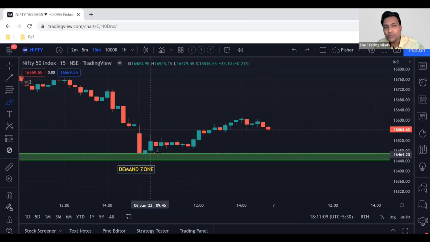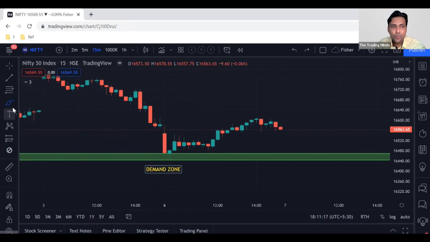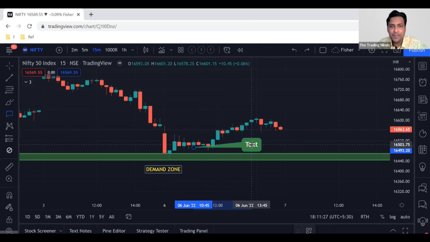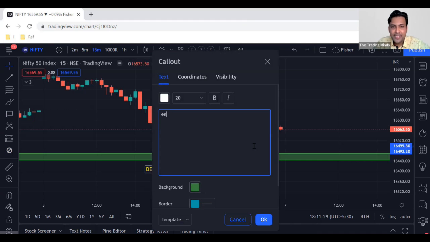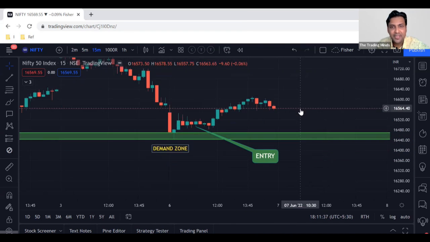So what you have to do is take your buy entry here, because this is a demand zone. There is a demand here. I'm trying to take a buy entry here, at least in this candle or the next one, whichever candle. Actually, I took an entry at 10:45. So let me mark it here: entry. I'm entering here. I hope you understand why I'm taking an entry.